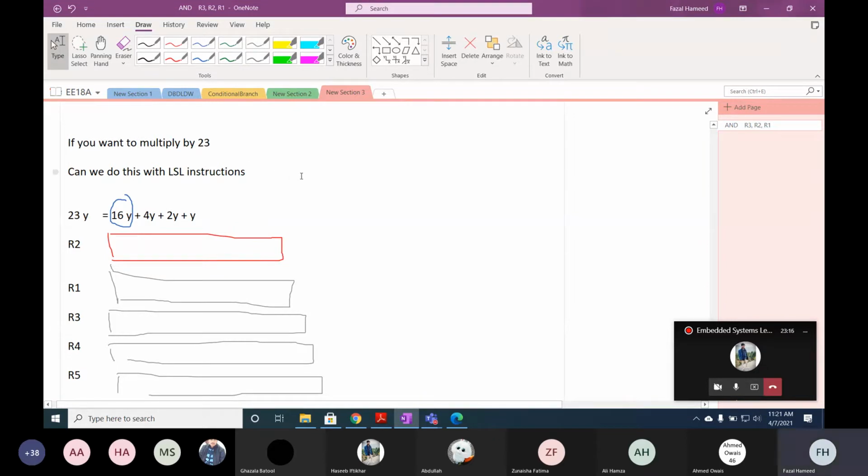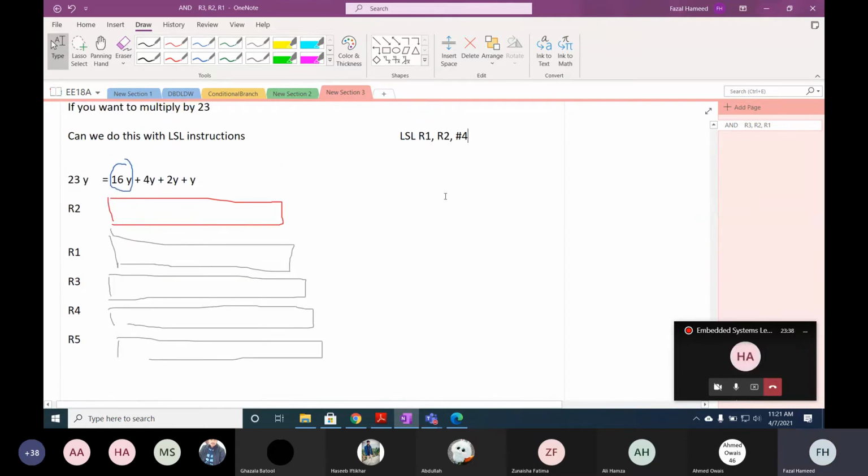first we multiply it with 16. So can we do it like this? Logical shift left R1, R2, hash 4. What will be the contents of R1 now? What will be the content of R1 after the execution of this instruction?